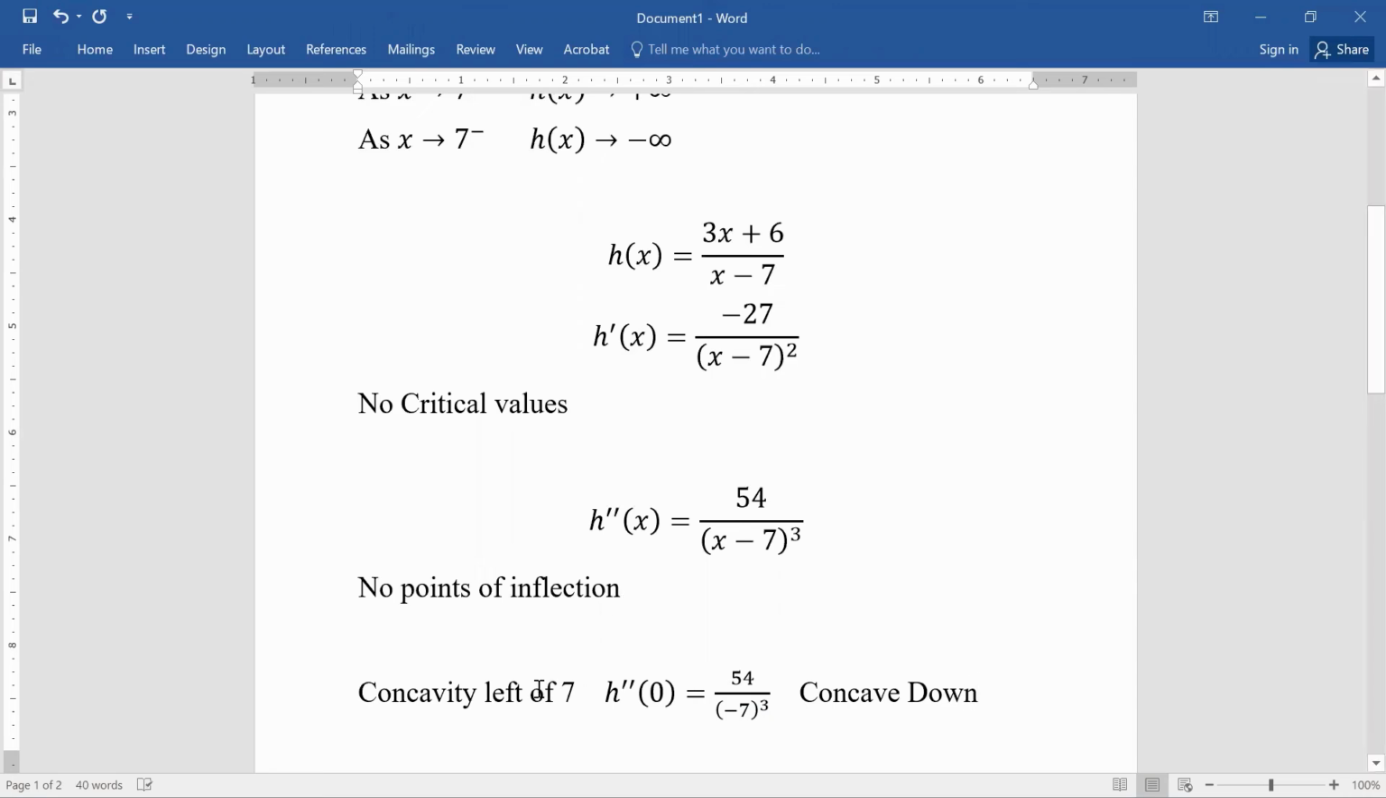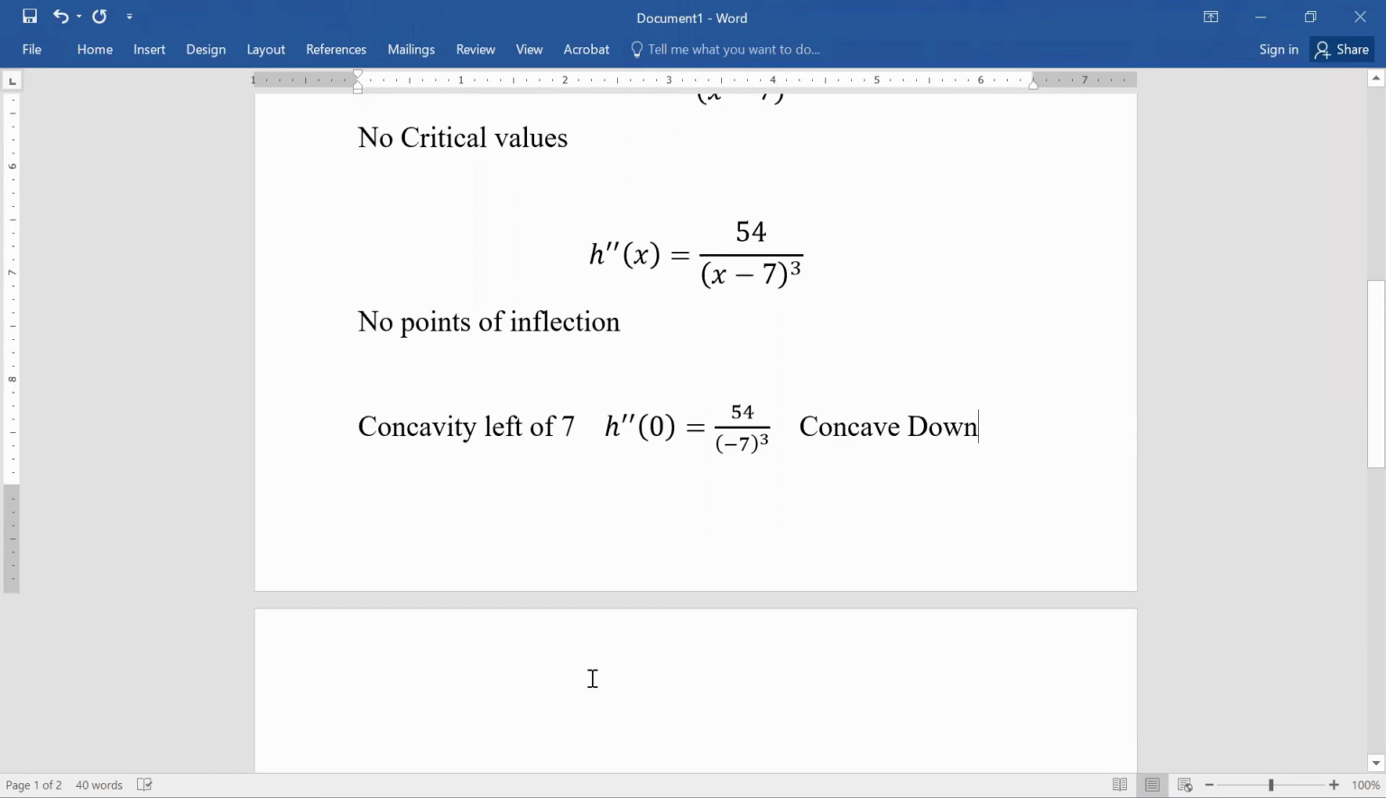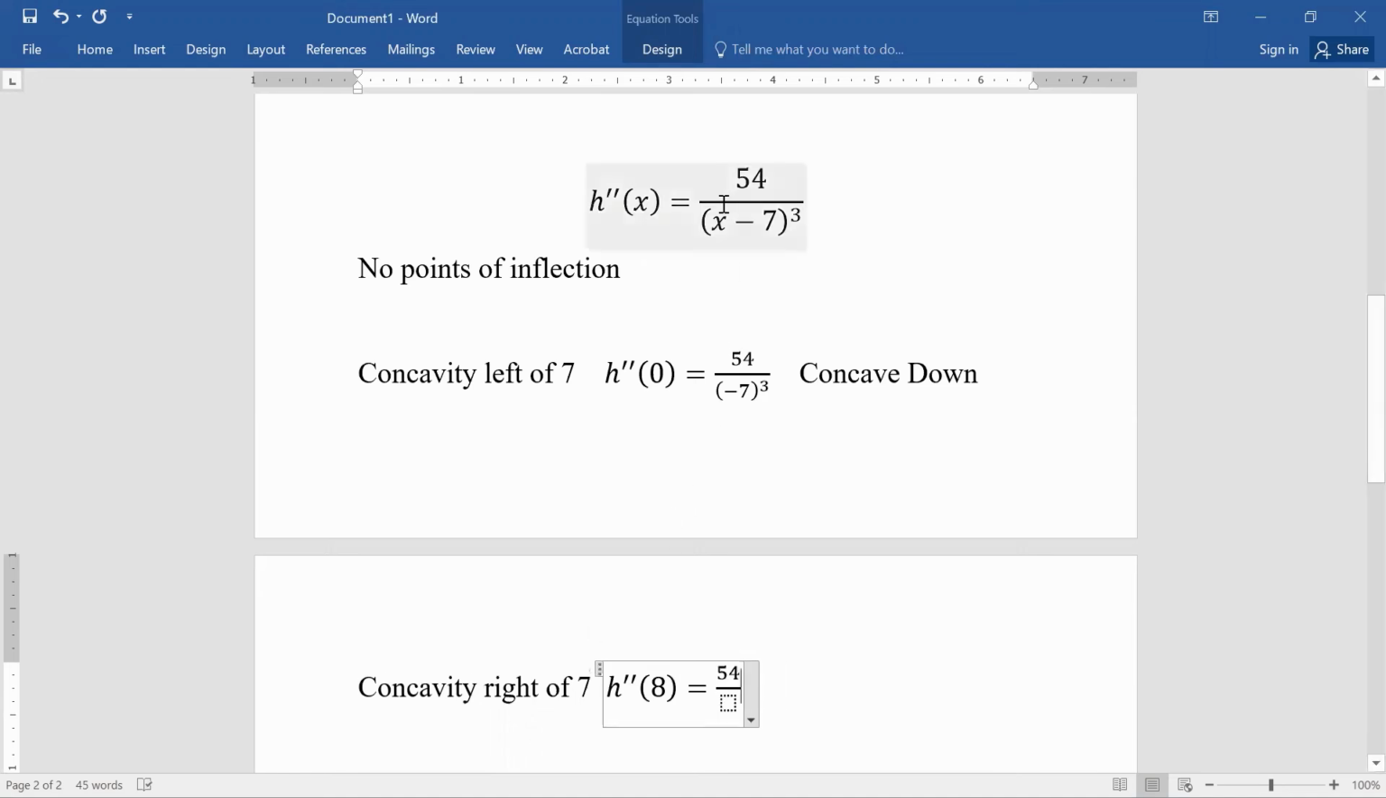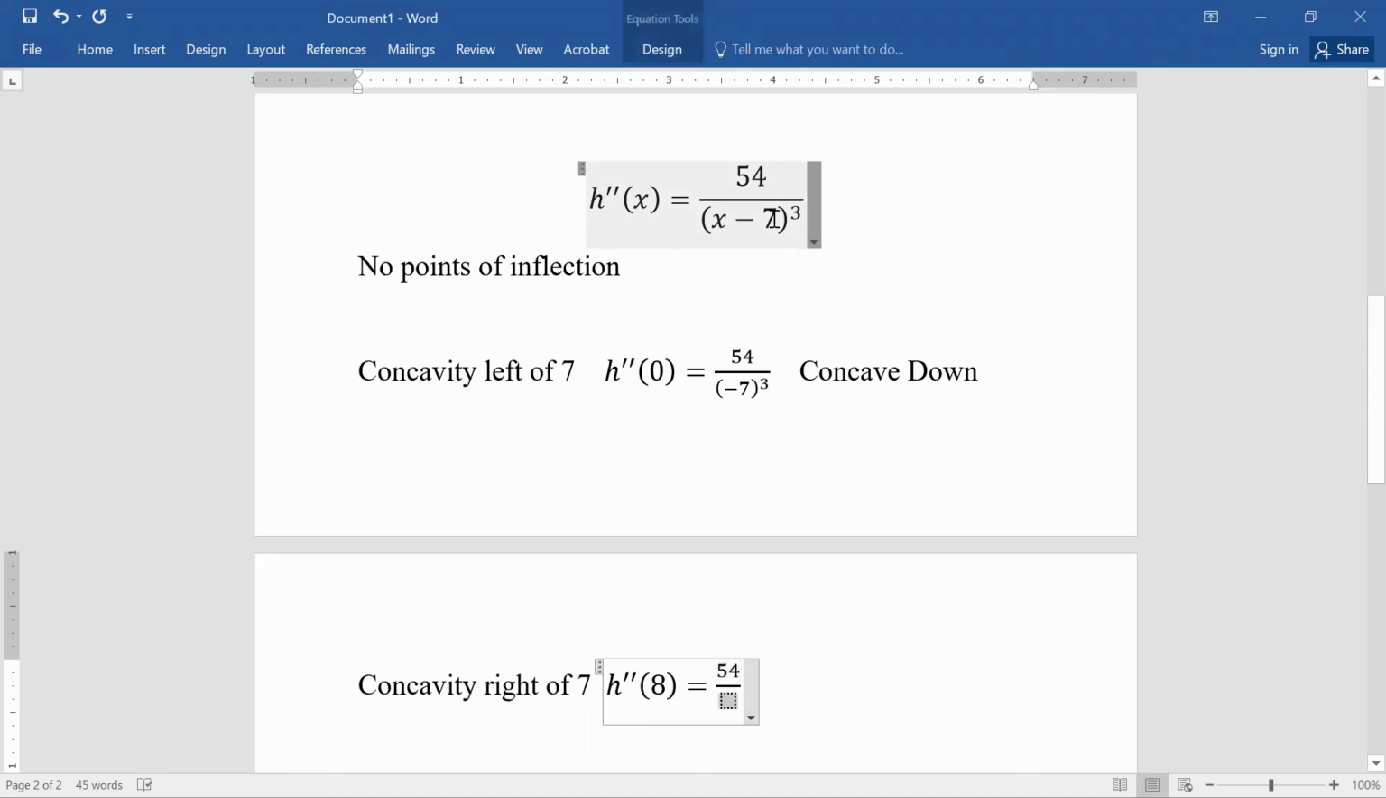We saw that graphically. And then to the right of 7, we just need to plug in some number which is above 7 into our function. Plug in 8, for instance. 54 divided by, well, 8 minus 7 is 1, so you got 1 cubed. So 54 over 1 cubed. The important part of that is that it's positive, so we know it's concave up when you go to the right of 7.